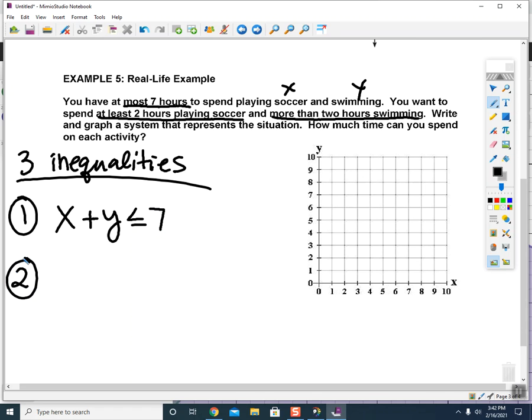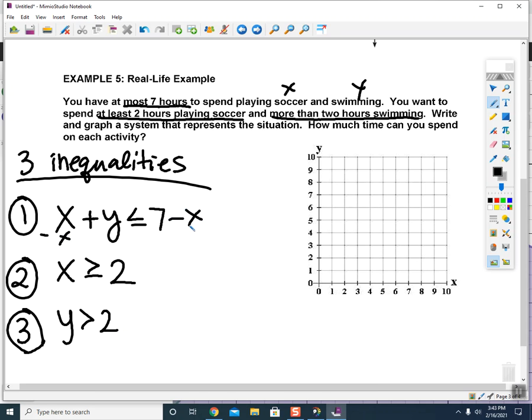Second thing I know is that I want to spend at least 2 hours playing soccer. So x needs to be greater than or equal to 2, at least. The third inequality that I have to work with is I want to spend more than 2 hours swimming, so y just needs to be greater than 2. Now I just graphed my inequalities. So this first one, if I want to get y by itself, I'll subtract x. So y is less than or equal to 7 minus x.